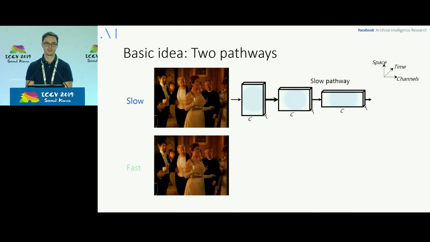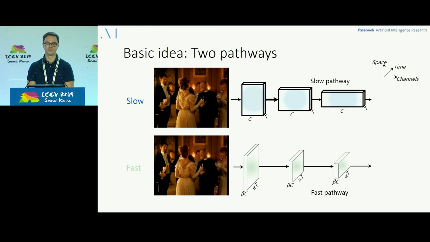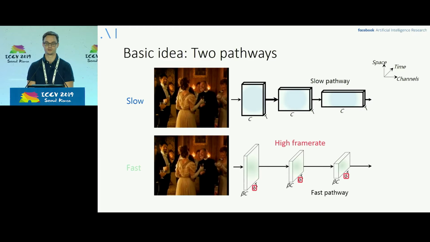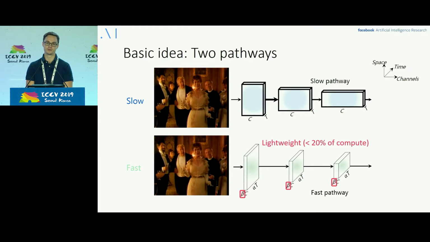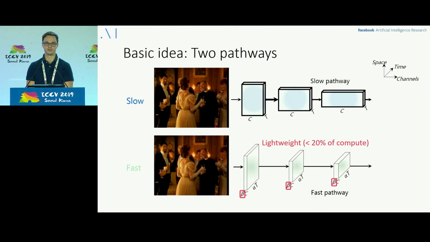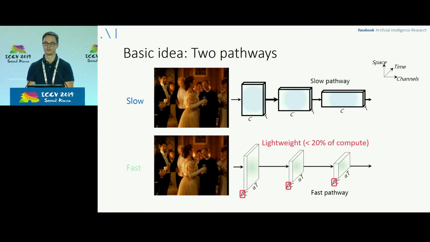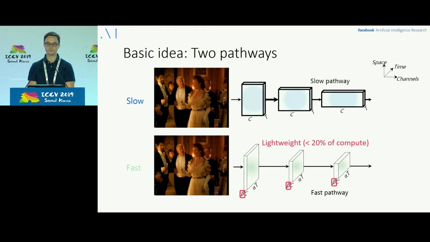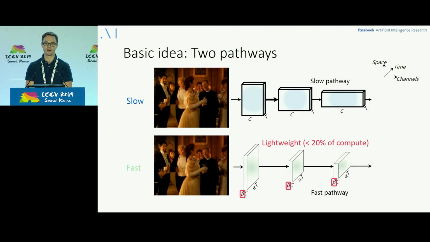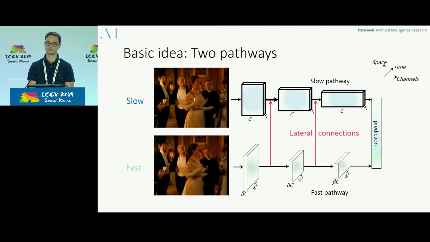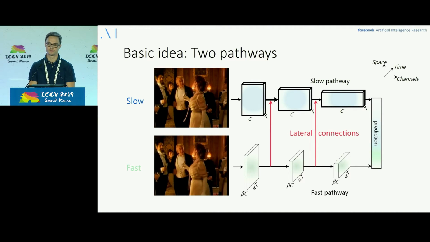The fast pathway is applied to high frame rate video and therefore has high temporal resolution, alpha times higher temporal resolution. However, it is made very lightweight because it uses beta times fewer channels, so it has overall just about 20% of the computational cost. This is in proportion to the parvo-magno ratio. There are lateral connections that fuse the two pathways.